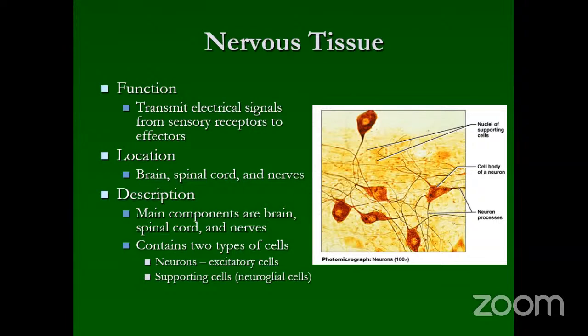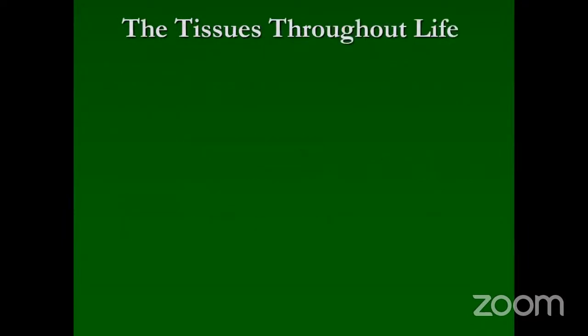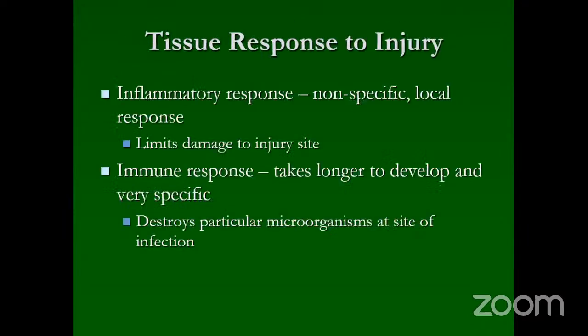And there are two types of cells present in this tissue. Neurons, which are excitatory cells, which will get excited whenever there is a signal. And the supporting cells are neuroglial cells. So what happens when there is any injury to the tissue? Immediately an inflammatory response will be generated. If there is any damage to this tissue, whenever the cells die, there will be an inflammatory response.